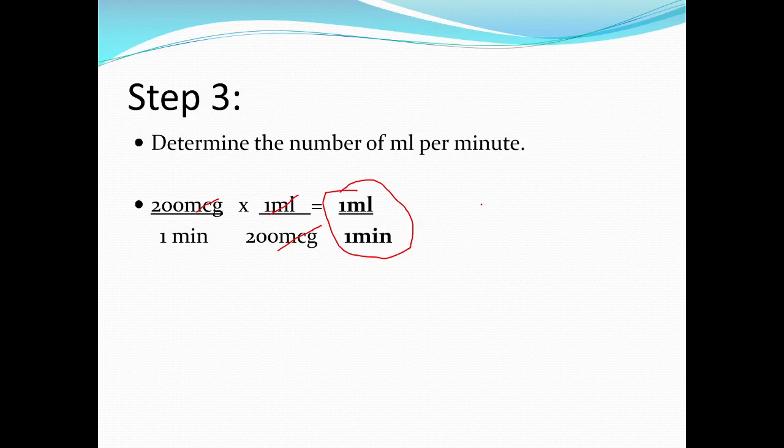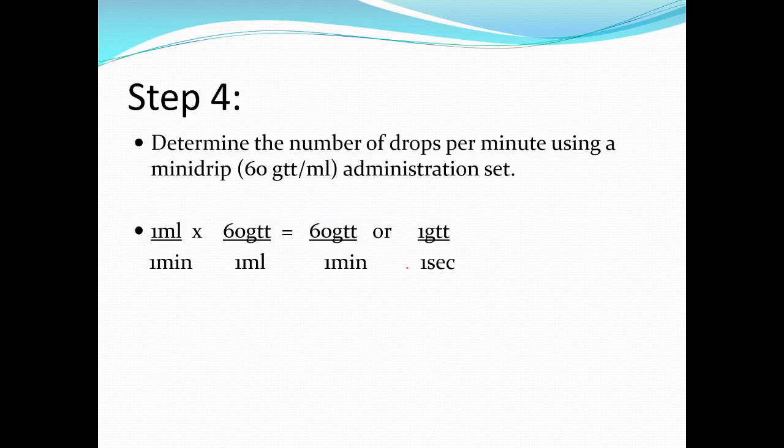Okay, 1 mil every 60 seconds. If we know that we have a microdrip and it's 60 GTTs per mil, then we have 60 drops per minute, or 60 drops every 60 seconds, which gives us 1 drop per second. And that's going to give us the right amount to give to that pet.